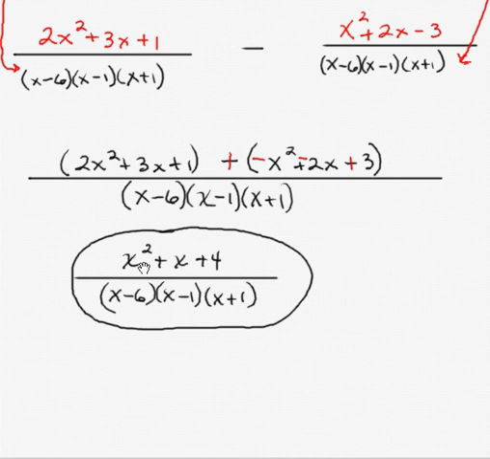That numerator does not factor, because if it did, both signs would be plus, and we would want factors of 4 that add to 1, and there are no factors of 4 that add together to give you 1. Since the numerator will not factor, then there are no factors to reduce. That is my simplified rational expression, and that's our look at adding and subtracting rational algebraic expressions.